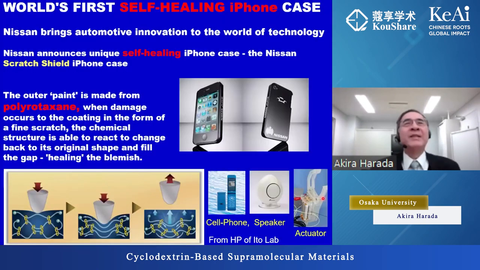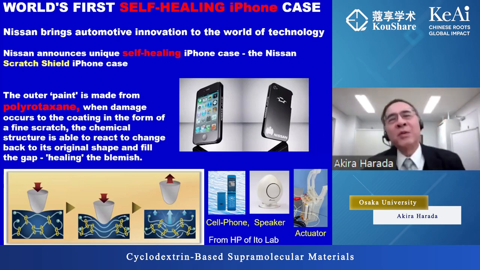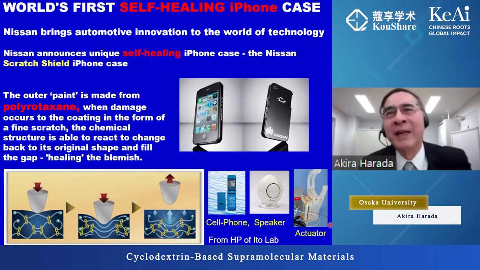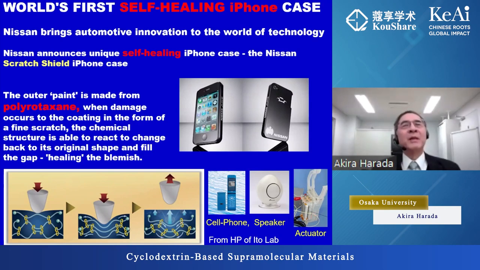Okay, here. This is the homepage of a car maker in Japan some years ago. The company announced a unique self-healable iPhone case. The outer paint of this case is made from polyrotaxane. When damage occurs to the coating in the form of a fine scratch, the chemical structure is able to react to change back to its original shape and fill the gap, healing the blemish. Polyrotaxanes were used for cell phones, speakers and actuators, and recently for golf balls by Tokyo University Professor Ito and a venture company.